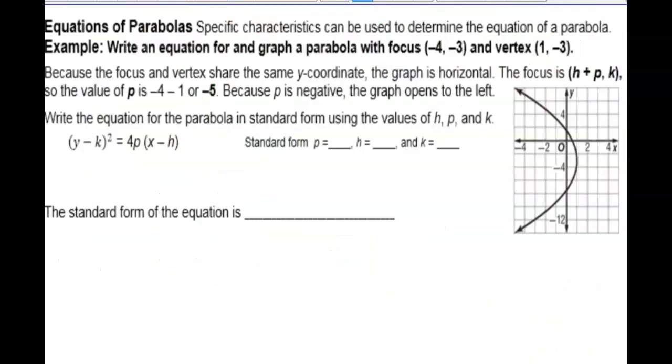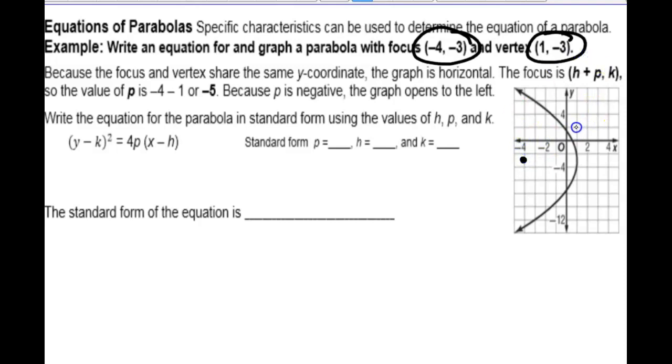These are a couple quick questions where we have to go backwards. Specific characteristics can be used to determine the equation of a parabola. Write an equation for a graph, the parabola with the focus here and the vertex here. I would have to graph those, but you could also look, what stayed the same, guys? The y value, or the k. The focus and directrix have the same k when it opens sideways, right? Now, you wouldn't get a picture probably with this. I would have just said -4, -3 and graphed it.